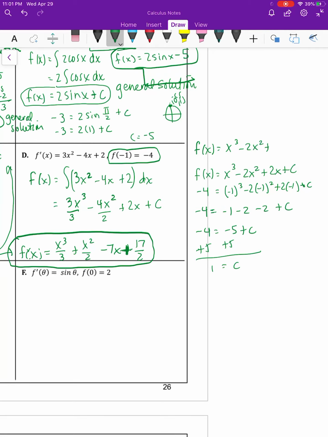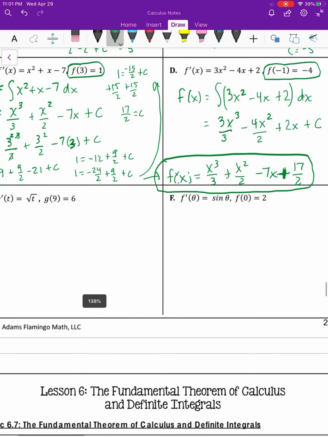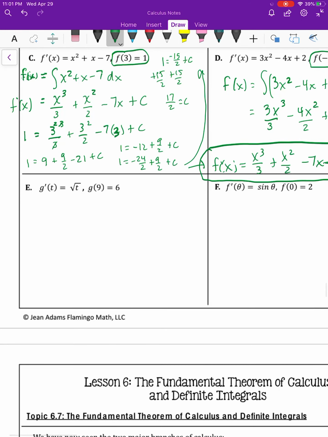So our specific solution is going to be x cubed minus 2x squared plus 2x plus 1. That's your specific solution. Okay.